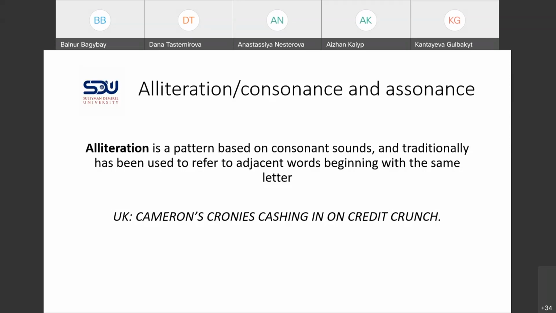So what kind of tendency do you guys see here? What kind of tendency did you notice? All of them begin with the letter C.